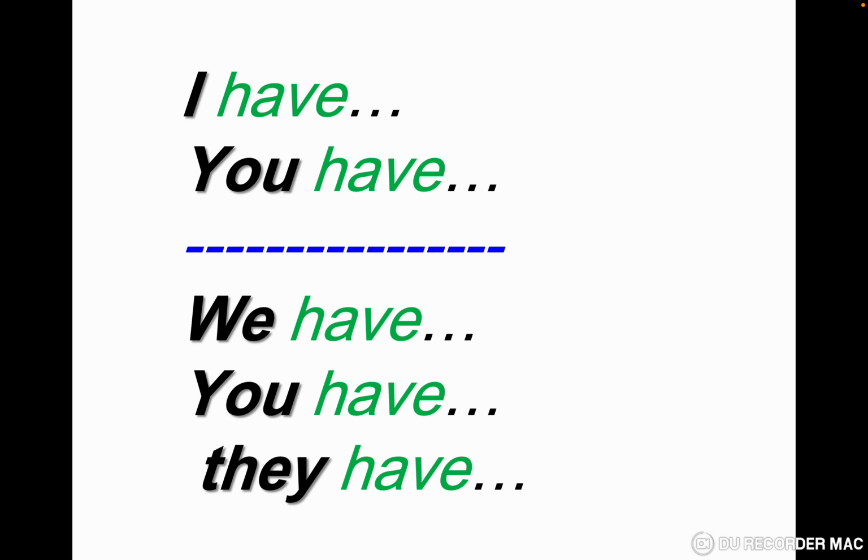I have, you have, we have, you have, they have. So the subject pronouns I, you, we, you, and they. The verb doesn't change. In the coming lessons, we are going to see the verb have with he, she, and it. So let's practice this one. I have, you have, we have, you have, they have. Let's see now the negative form.